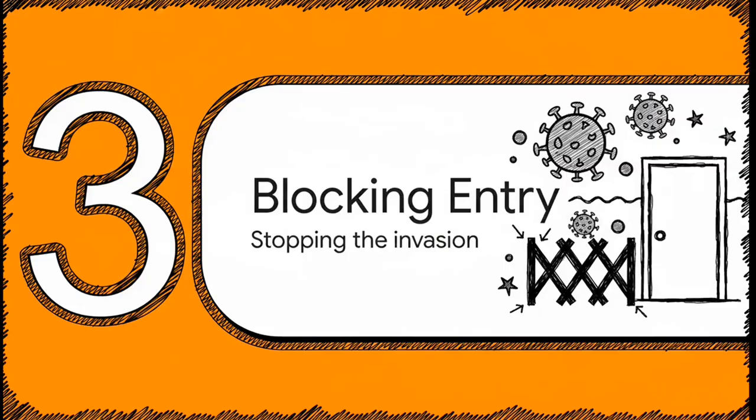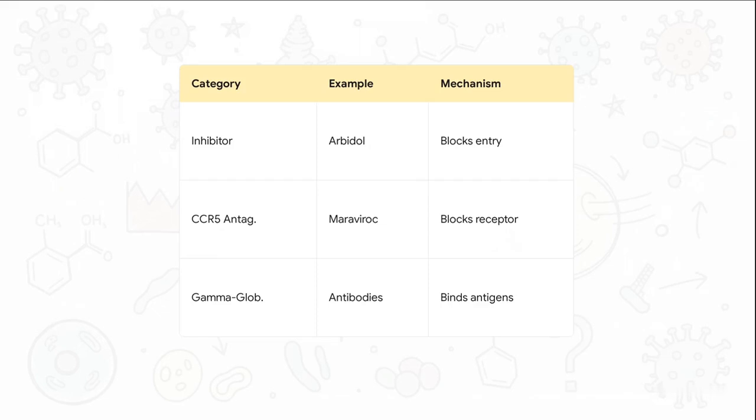Okay, part 3, blocking entry and uncoating. Let's look at our first line of defense, basically barricading the doors. Take a look at maraviroc, for instance. It stops HIV by literally blocking the cellular door. It acts as an antagonist to the CCR5 receptor on our cells. So by binding to that receptor, maraviroc prevents the viral GP120 protein from attaching. The virus is completely locked out.